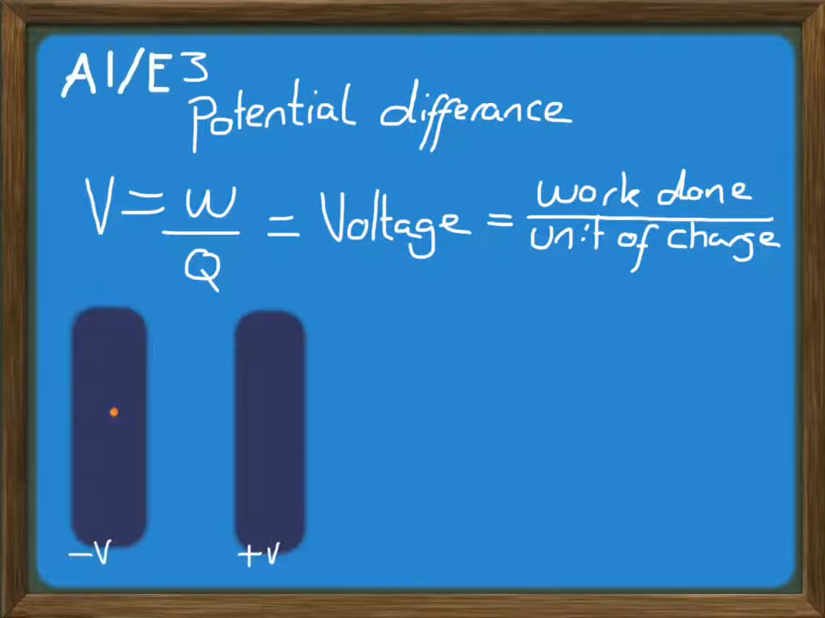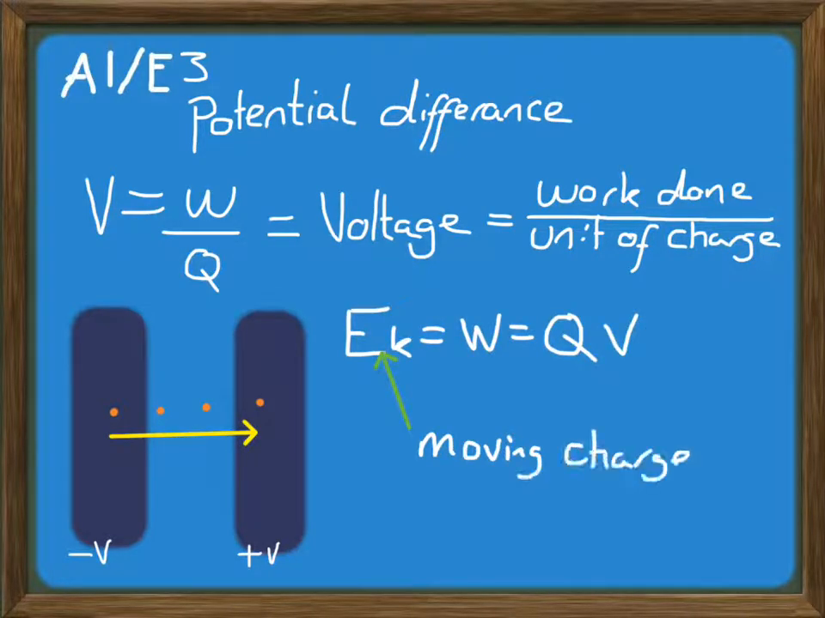If we have a set of two charged plates, one charged negatively and one charged positively, and we assume they have the same charge except that they are opposite, positive and negative, and we move one charged particle from the negative to the positive plate, we would give that particle some kinetic energy. The moving dot shows the direction of travel. The kinetic energy of that moving charged particle is equal to W, the work done, and that's equal to Q times V, the charge times the voltage or potential difference.